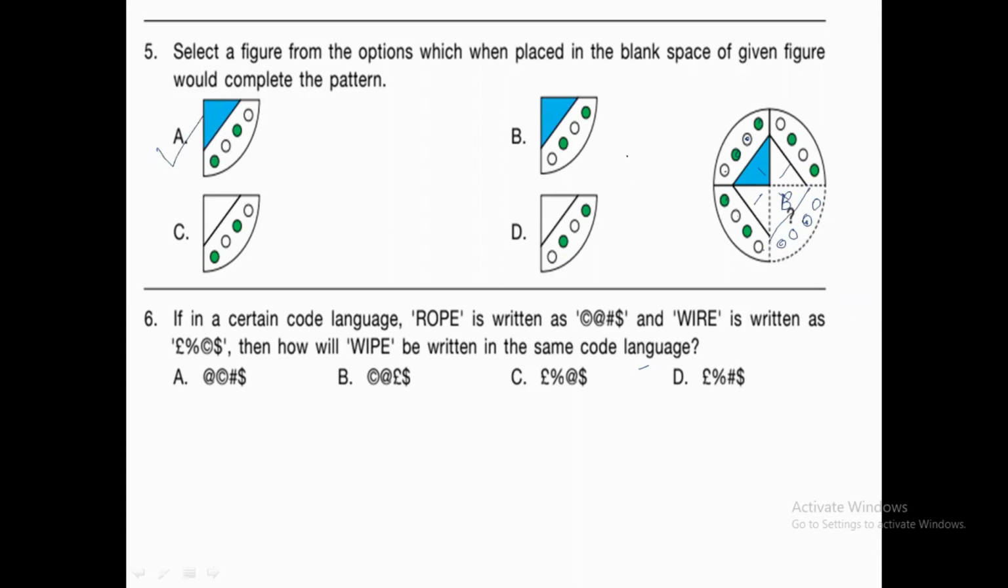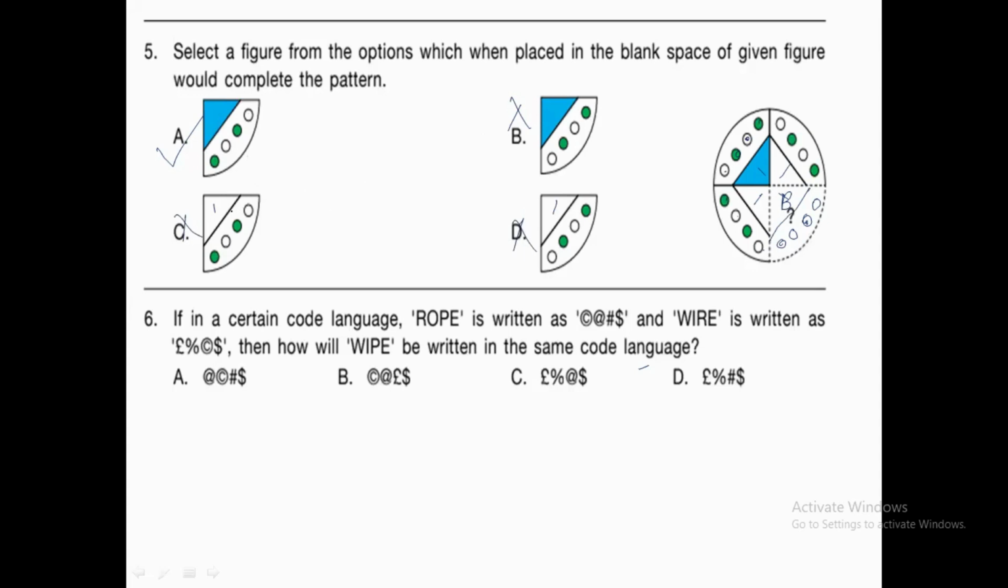Option B is similar to that one. It has a blue color, but if we go through the small balls, the sequence they are following is white-green, and we want the sequence green-white. So option B cannot be the correct answer. Option C and option D are already out of the race, because they have white color over there and we need blue color. So option C and option D cannot be the correct answer. Understood? Okay, let's move on.